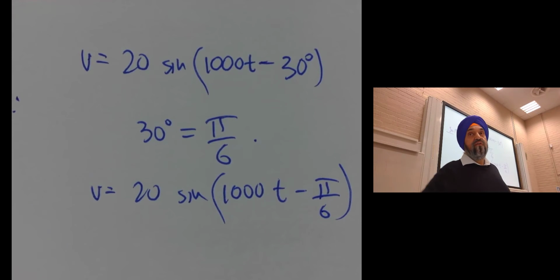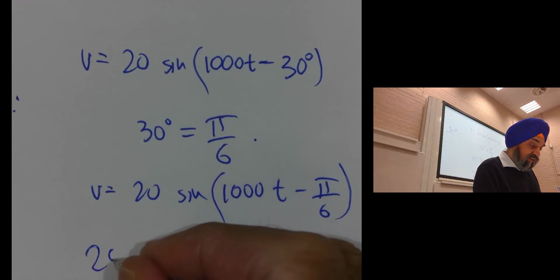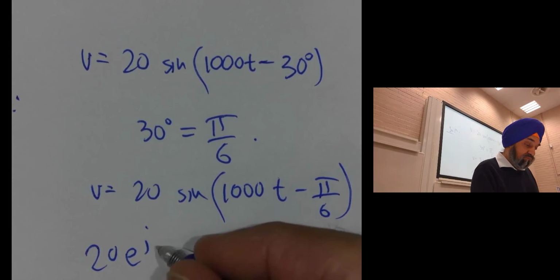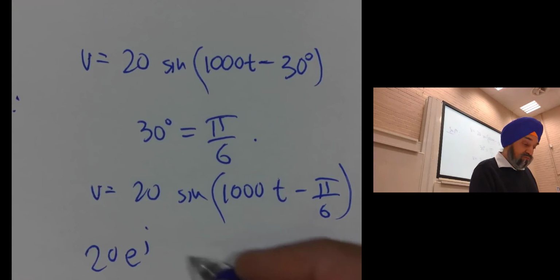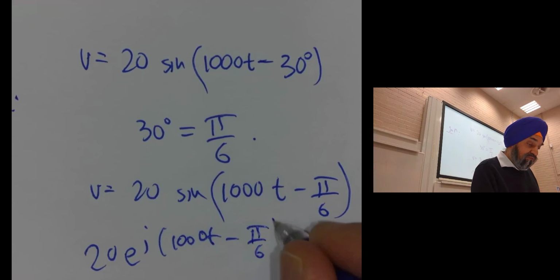Okay, but I want to write it in exponential form. What's the nearest exponential form I can get? Would it be just like the 20 exponential form? It'd be 20, yeah, let's just try that. It'd be 20 e to the j what? j(1000t minus pi over 6), okay?